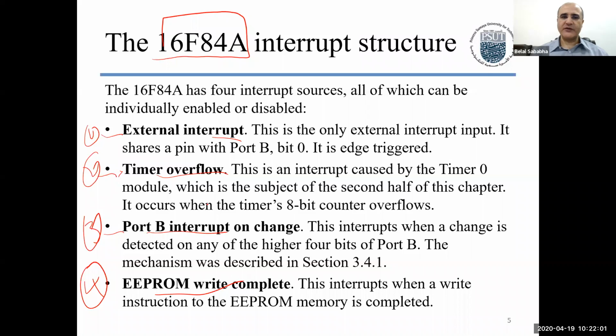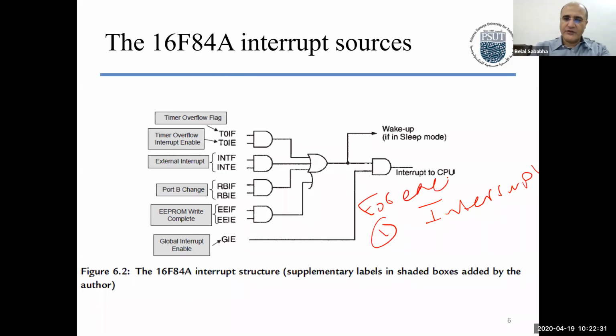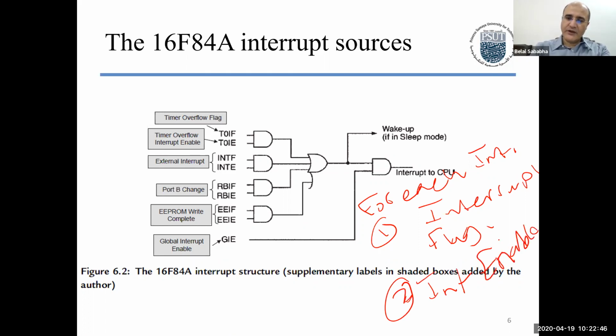The 4 types of interrupts, we talked about them in the 16F84A controller. Then when we move to the 16F877A controller later, in a later chapter, we're going to find many more interrupts, and we'll cover them as well. So for each one of the 4 interrupts, we have 2 things. For each interrupt, 1, we have an interrupt flag. 2, we have an interrupt enable bit. This is for each one. And we have a global enable for all of them together.